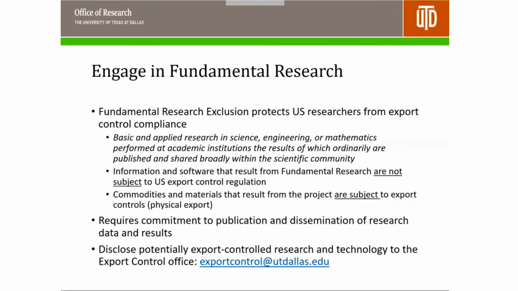So while we can share the information and software that results from the project, if as part of that project you also, say, create a prototype of an integrated circuit, that commodity, that physical thing, would still require an export control determination and potentially a license to send it outside of the United States. And if you take the next step, you've designed, say, an integrated circuit, and you want to then fabricate it, now that design file is potentially also subject to U.S. export control regulations.